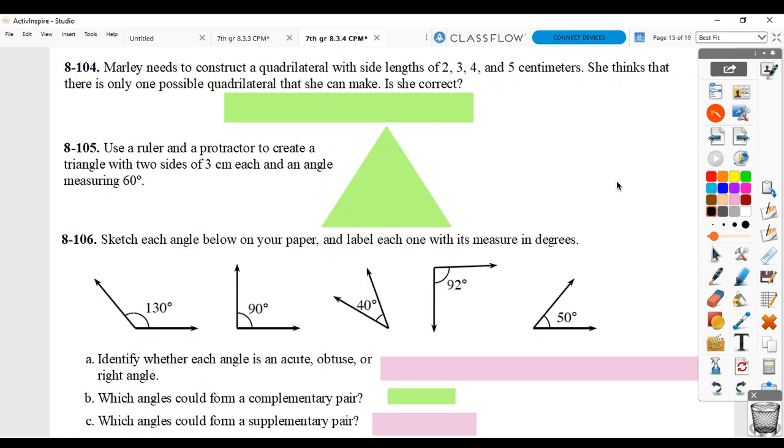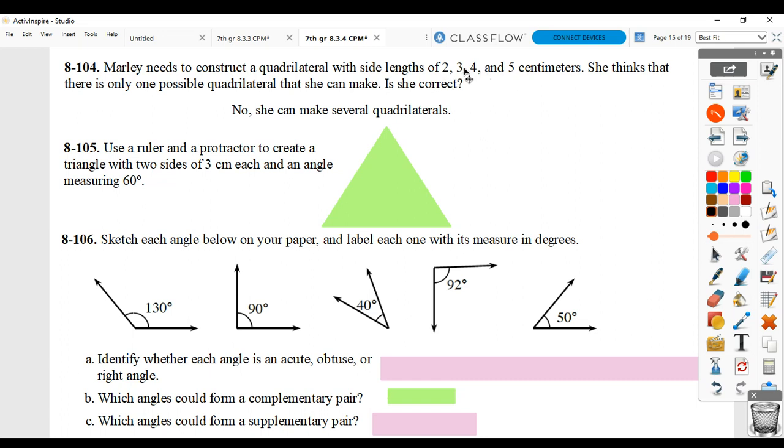For 104, Marley needs to construct a quadrilateral with side lengths of 2, 3, 4, and 5. She thinks there's only one possible quadrilateral that she can make. Is she correct? And the answer is no. There's actually several different quadrilaterals she can make.